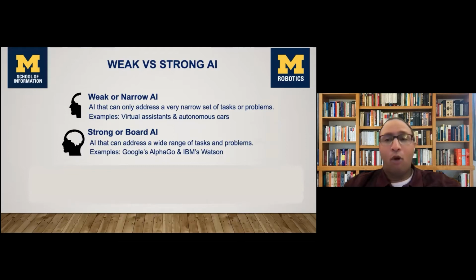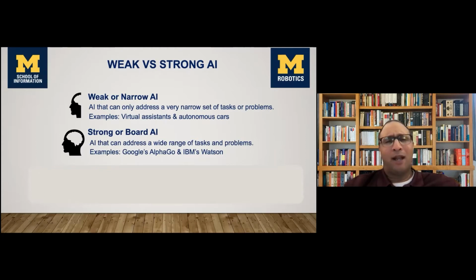Then you have strong or broad AI, and that's AI that can address a wide range of tasks and problems. So you think about general intelligence, right? And examples of that are Google's AlphaGo, IBM Watson. Those are really big. You think about highly powered systems, right?